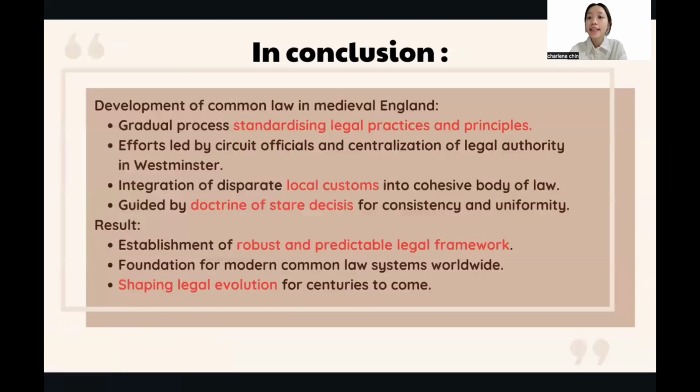In conclusion, the development of common law was a gradual process that transformed local customs into a unified legal system. By consolidating various traditions through the work of circuit officials and royal courts, and by adhering to the doctrine of stare decisis, England established a robust and predictable legal framework that laid the foundation for modern common law systems around the world.